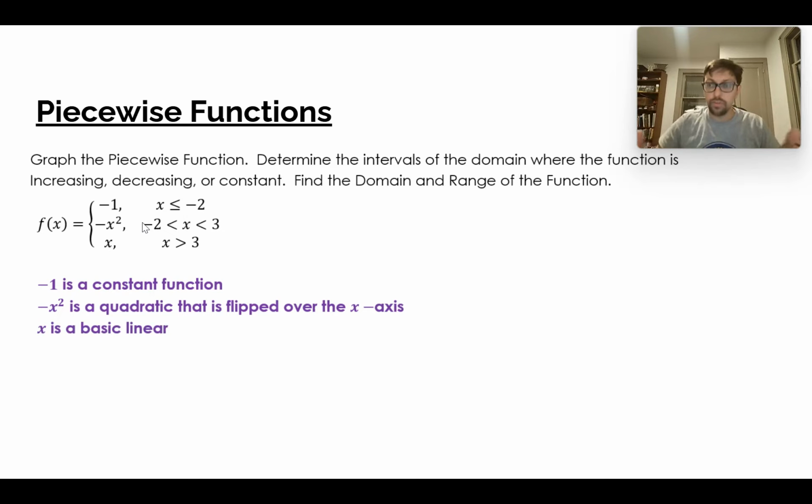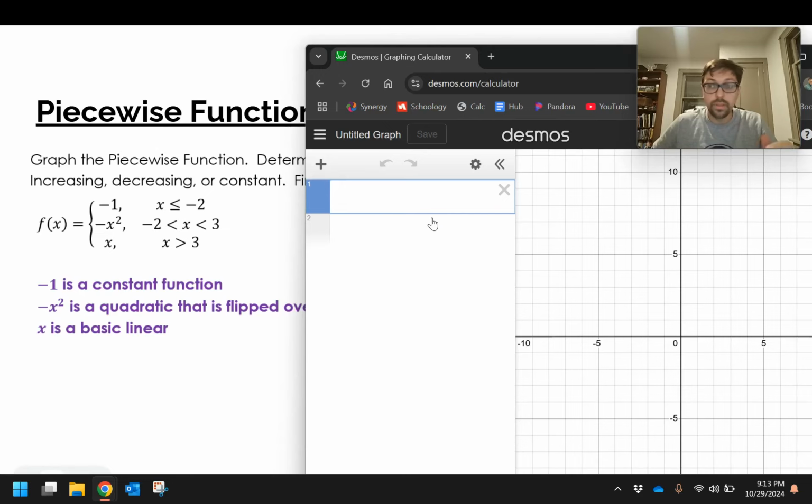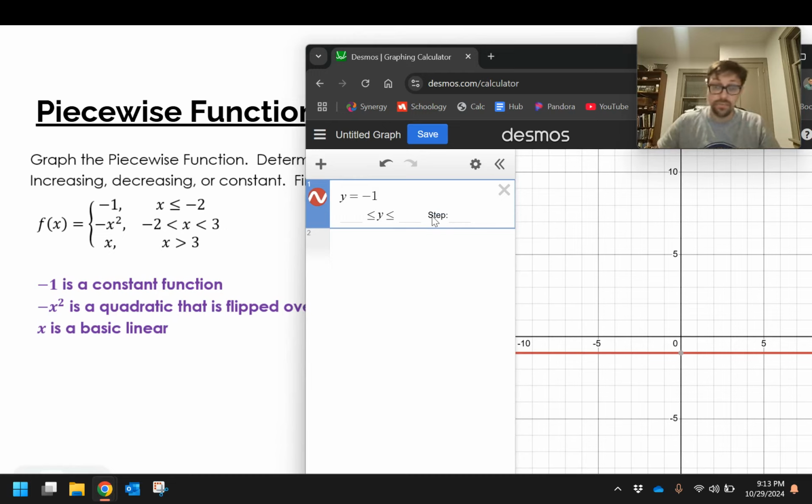So let's see how to graph that on Desmos. I've pulled up my Desmos calculator. I'm going to type in that first part of the equation, y equals -1. There's that constant function, but I don't want this whole thing. I only want it when the x values are less than or equal to -2. I don't want any of these points over here.